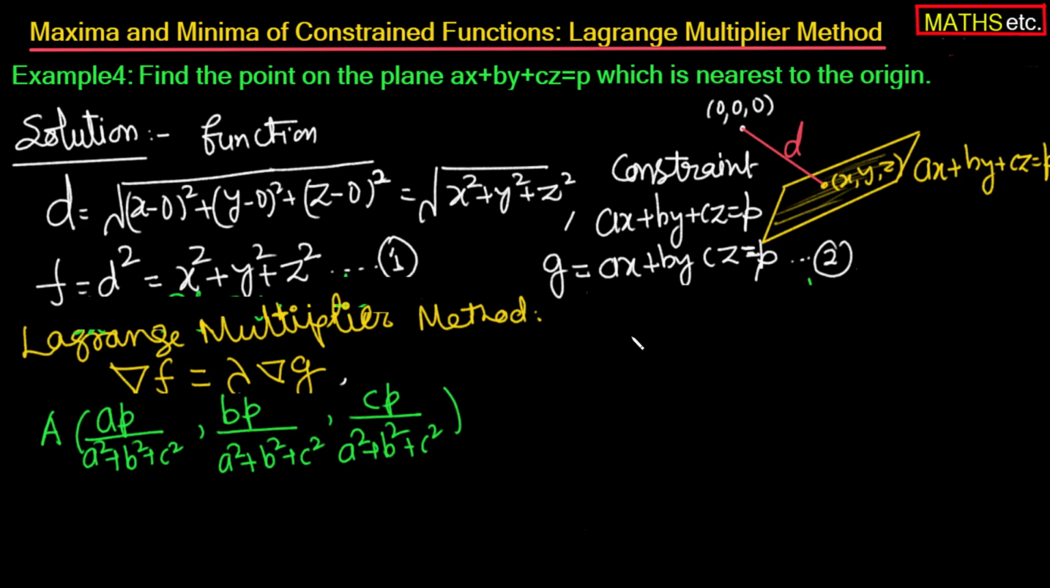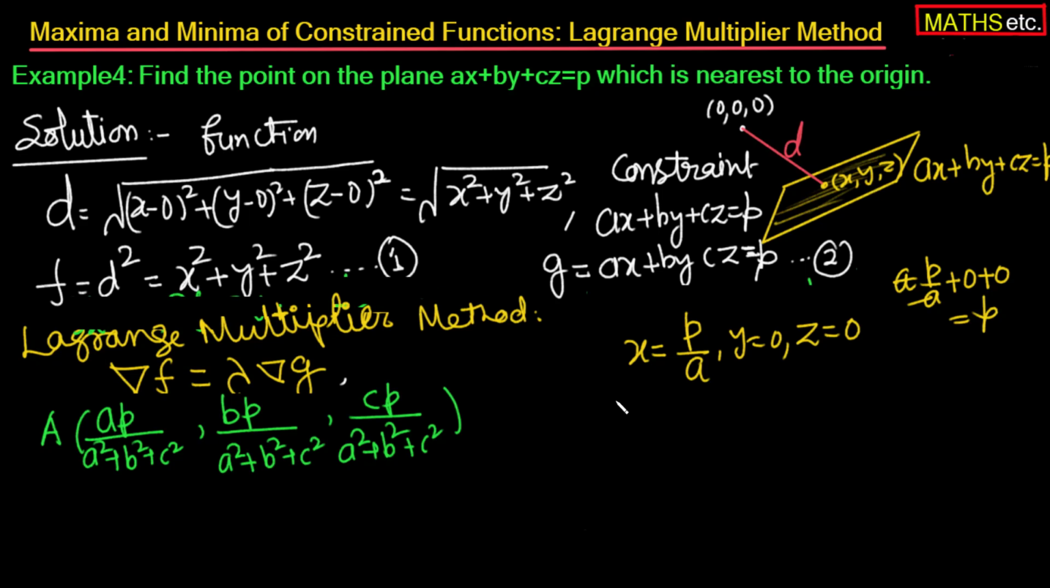So let us take x equals p over a, and y equals 0, z equals 0. Clearly, if we put this point into the equation of the plane, we will get a multiplied by p over a plus 0 plus 0, and this will be equal to p, which is the right hand side. So definitely this point satisfies the equation of the plane, right?